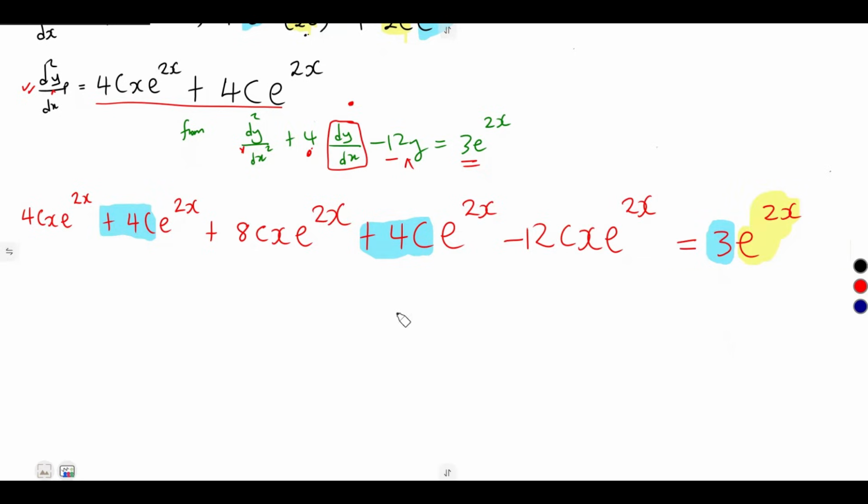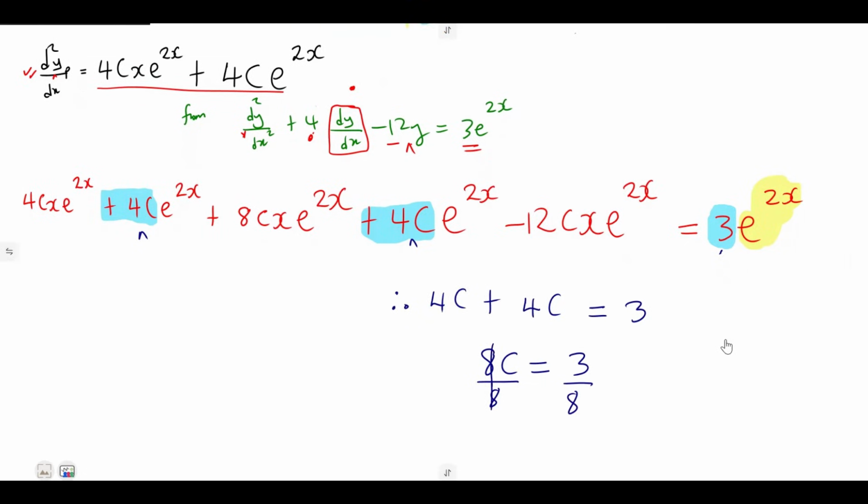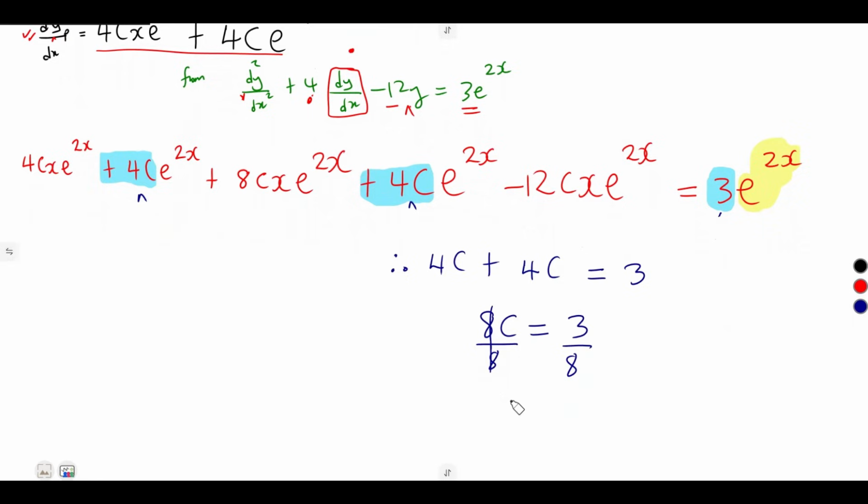So therefore, we can say 4c plus this one, 4c is equal to 3. 4c plus 4c, that's 8c, which is equal to 3. So dividing by 8, that was finding the value of c. So our c is going to give us what? 3 over 8, just like that.